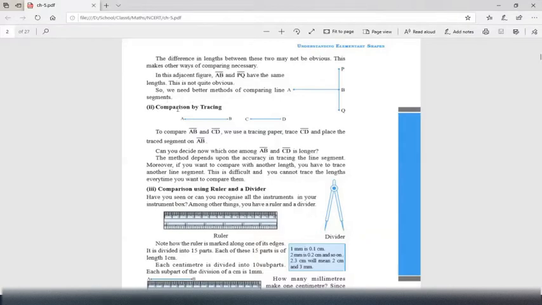Now, comparison by tracing. The second one is comparison by tracing. It means if some line is there, you have to get a tracing paper first, and you will trace it on the paper. Tracing paper is like oily paper, which is translucent, so you can see the pages by keeping it on top of them.